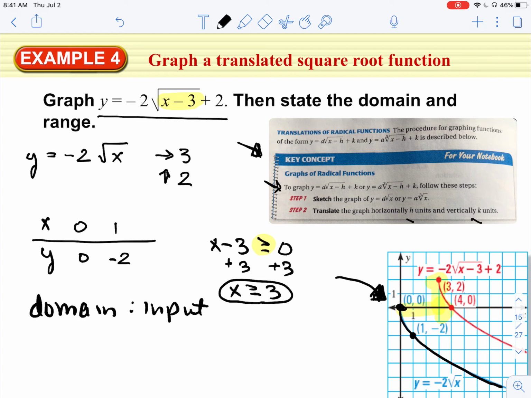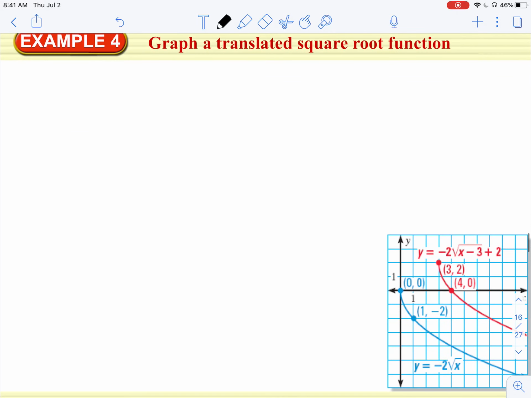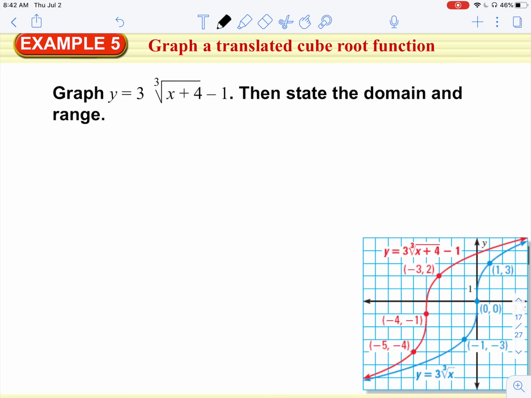And then the range is the output. If we just look at the graph, our y is less than or equal to 2. We can just see that from the graph. Cool. All right, let's try the next thing. Moving on. All right, let's try a cube root.